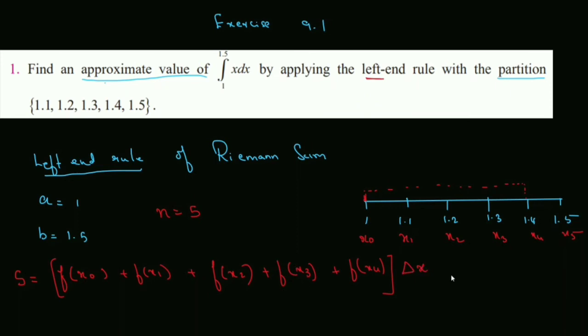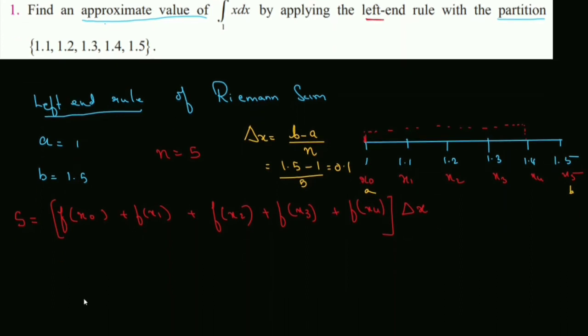So we have to find delta x. The formula is delta x equals b minus a by n. The total length is b minus a, where this is a and this is b, divided by the number of intervals. So that means delta x is 1.5 minus 1 divided by 5, that is 0.5 by 5, which is equal to 0.1. So delta x is 0.1.